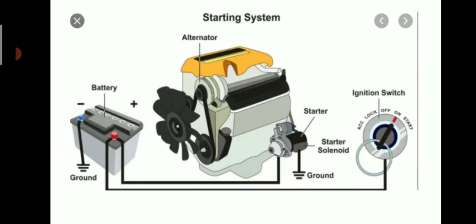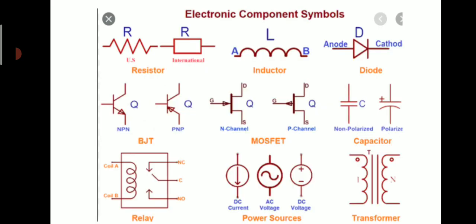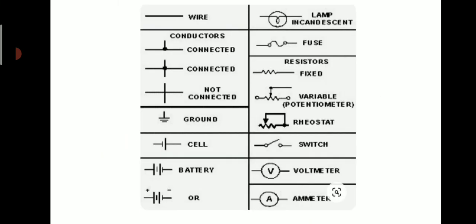This is another list. So, this is a figure of the starting system of the engine. You will see here a lot of electronic and electrical components. So, these are the symbols for electronic components. You will see the symbol for resistor, inductor, diode, BJT, MOSFET, capacitor, relays. These are some of the electronic component symbols.